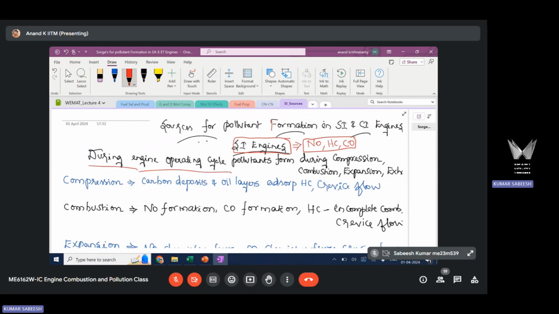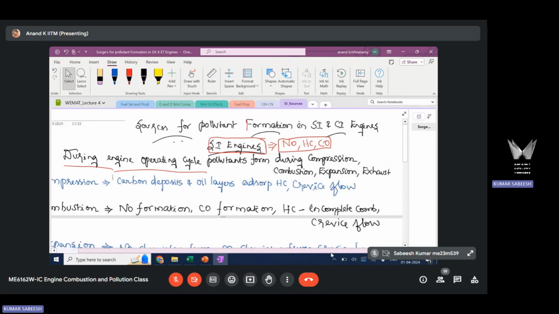When I say a typical engine operating cycle, you know it includes intake, compression, combustion, expansion and exhaust, the standard processes during an engine operating cycle. We are going to track at what time these primary pollutants are formed in a spark ignited engine.